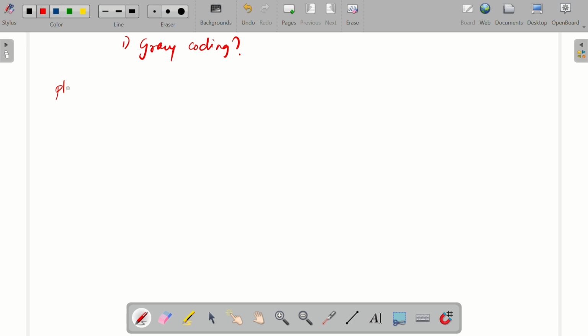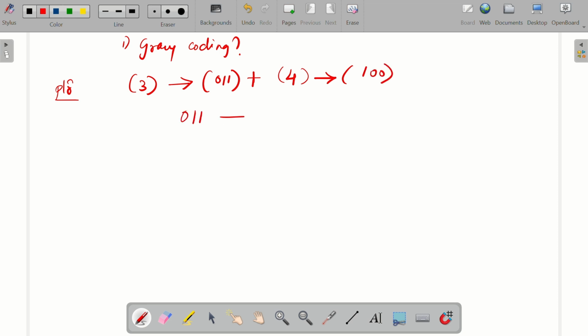Let's say your pointer position is initially at 3. So 3 in binary is represented as 0, 1, 1. Now a new data write request has come to the FIFO. The pointer will increment to position 4. And what is position 4 in binary? 1, 0, 0. So you can see that from 0, 1, 1 to 1, 0, 0, all the 3 bits have changed: the first bit, second bit, third bit.